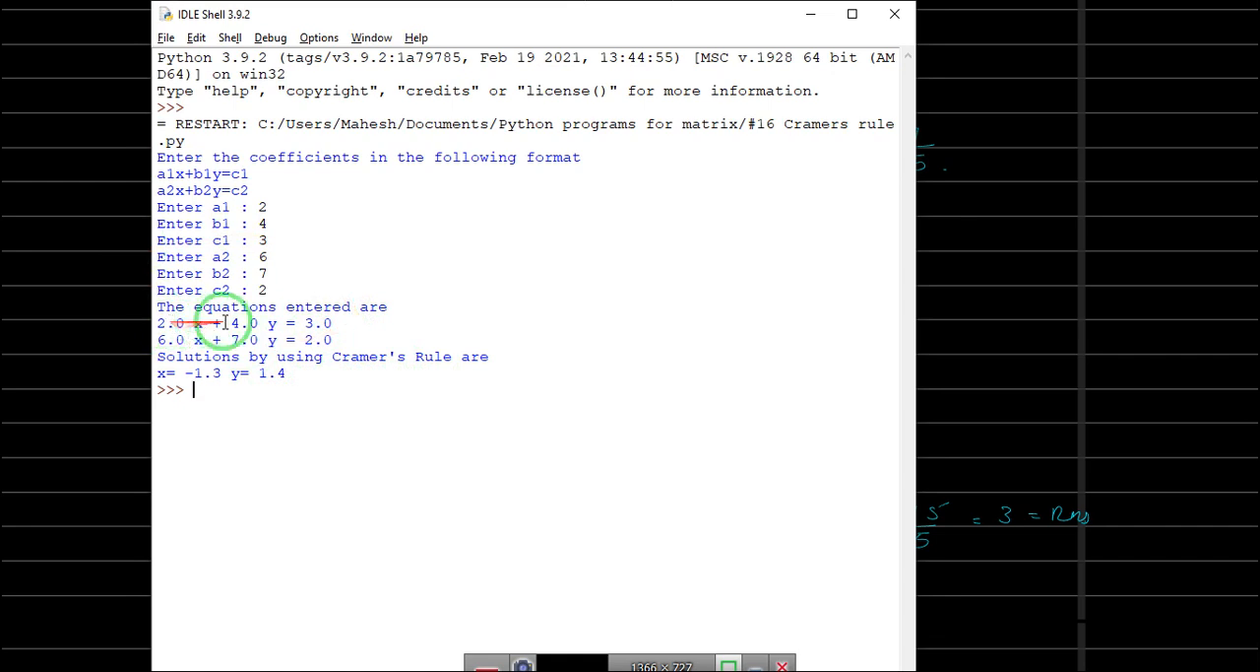So what it does is it will first calculate the determinant. If determinant is equals to 0, then the solution will not exist.